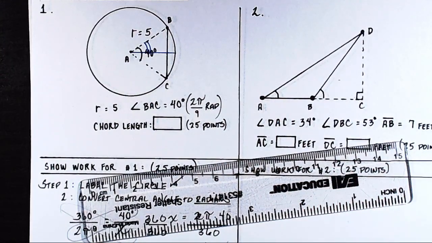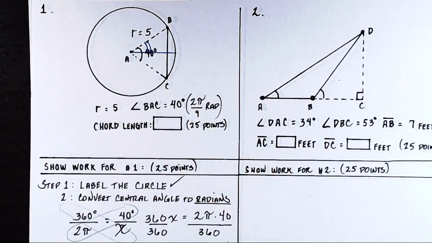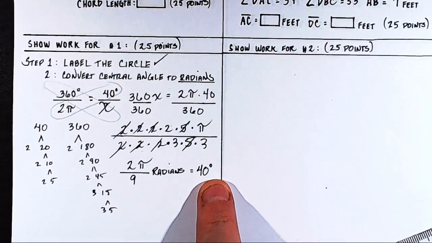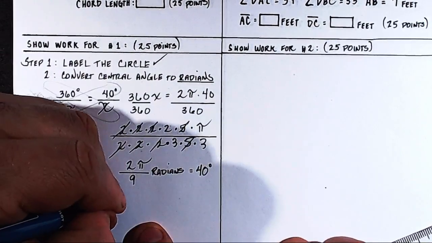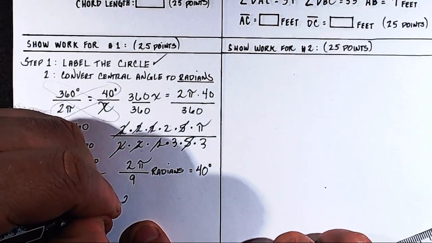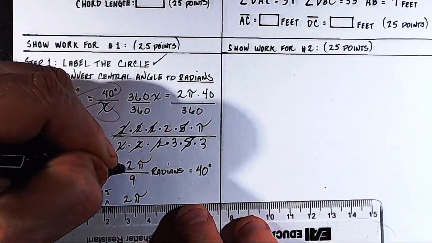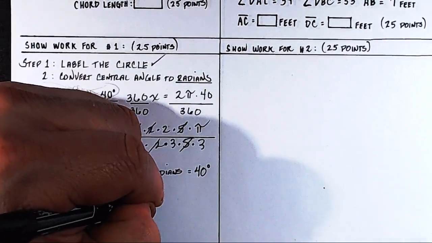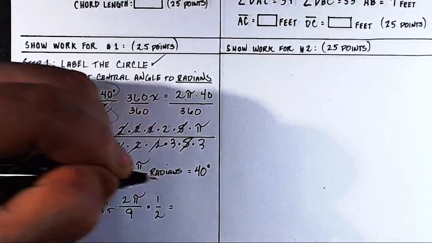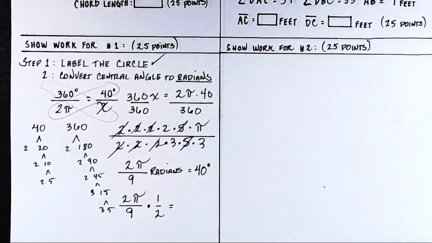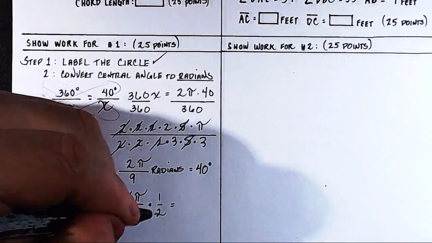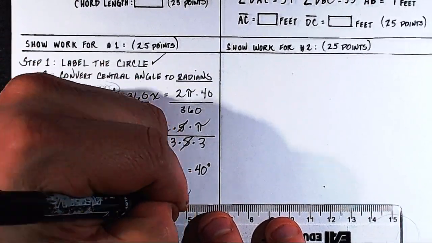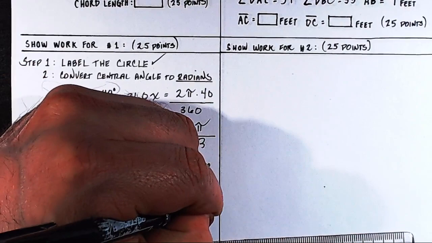Well, 40 divided by 2 is obviously 20, so I know that this divided by 2 is 20 degrees. What I can do is take my radian measurement, 2 pi over 9, and multiply that times 1 over 2 to get half the angle. Once I do that, these 2's cancel out, leaving me pi over 9, which equals 20 degrees.